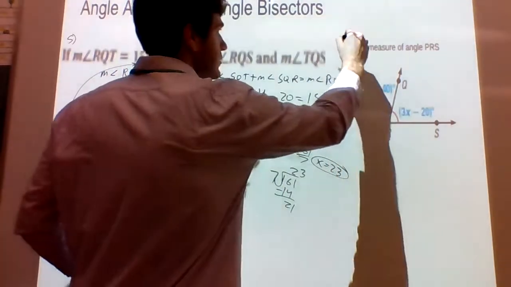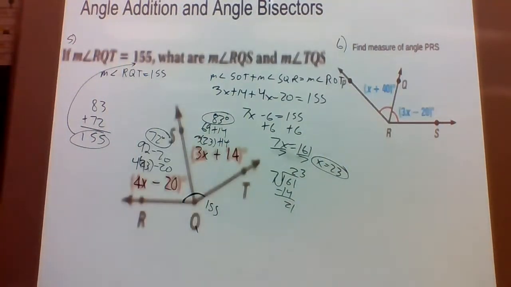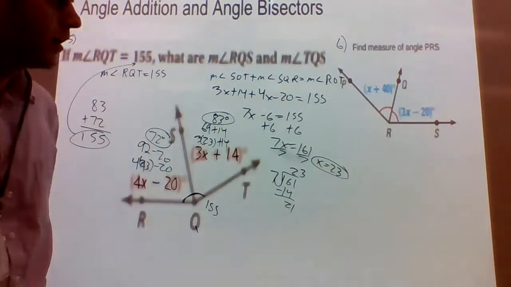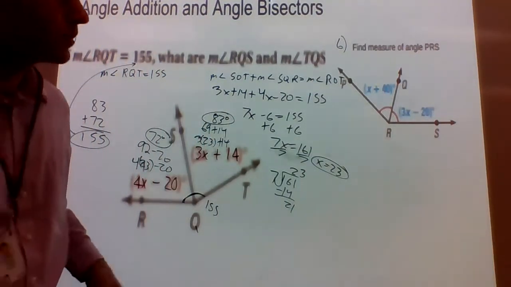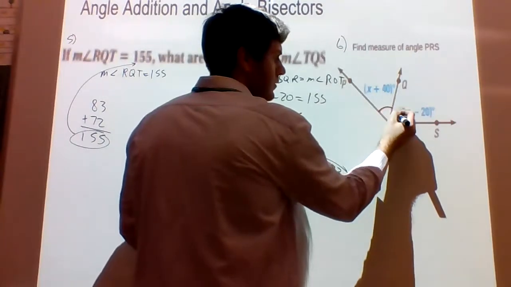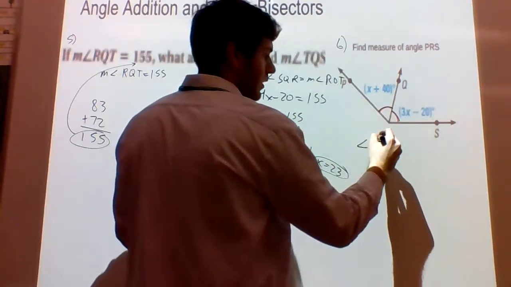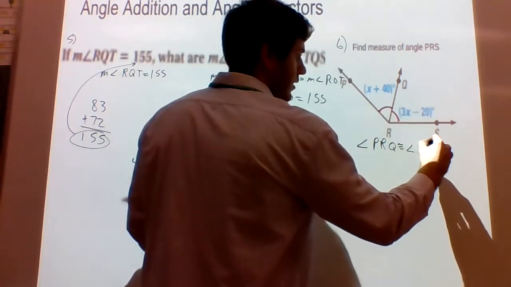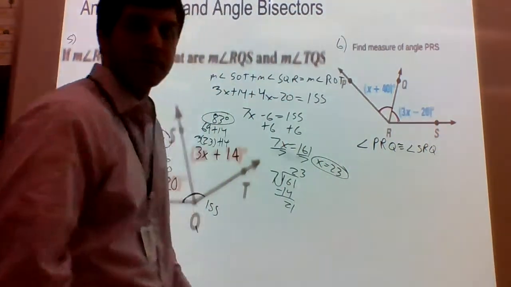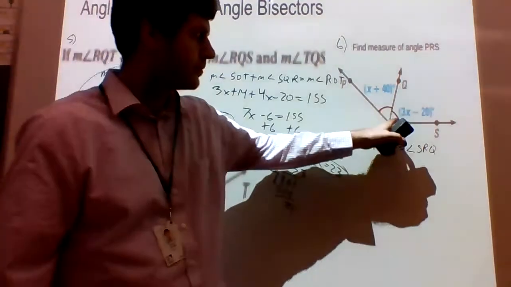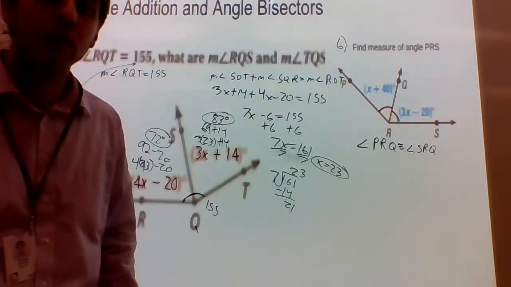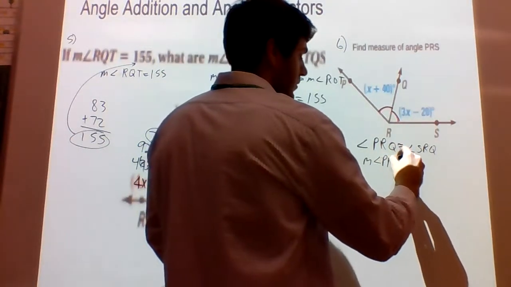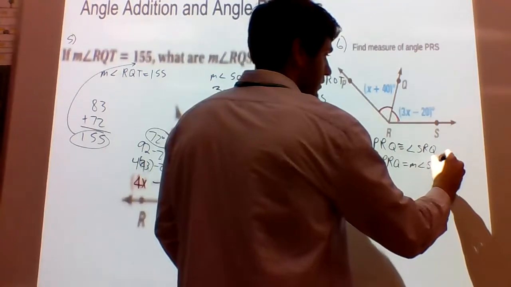Here's number 6. Find the measure of angle PRS. So they want the whole angle. But these arcs here tell us that these angles are congruent. So it's telling us that angle PRQ is congruent to angle SRQ. That's what those arcs are telling us. So if those two angles are congruent, their measures are going to be equal.